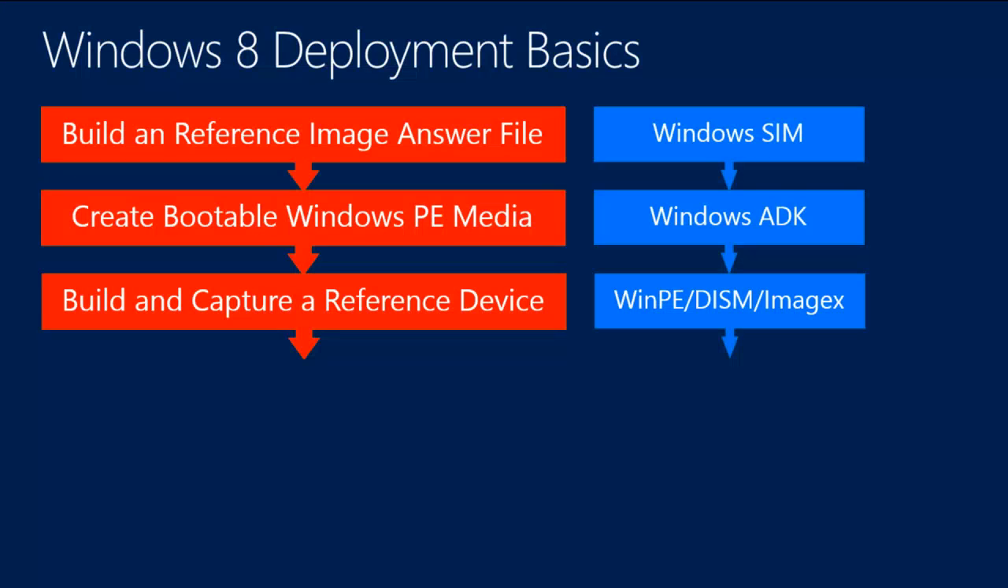The difference between Ghost and the WAIK and WIM files is that Ghost is sector-based, taking a snapshot of the entire disk, whereas ImageX is only taking a snapshot of the files. It's file-based, so it's more like a zip file in that respect. There are some pros and cons to both.